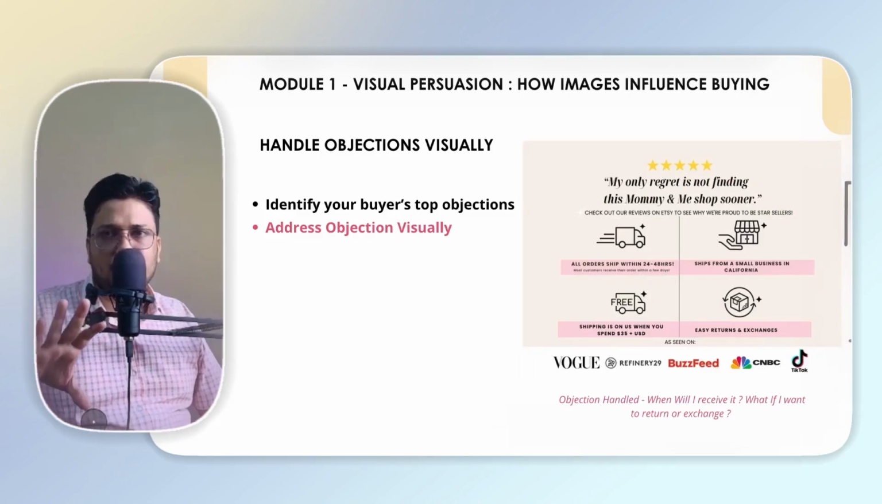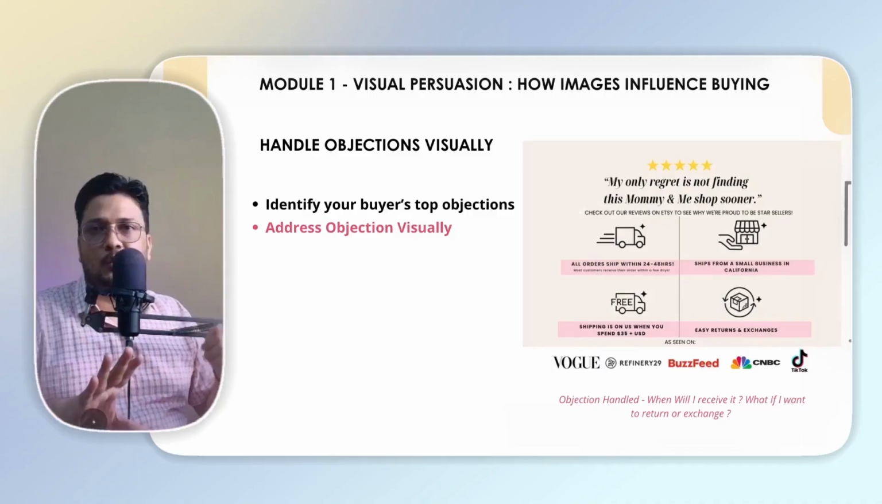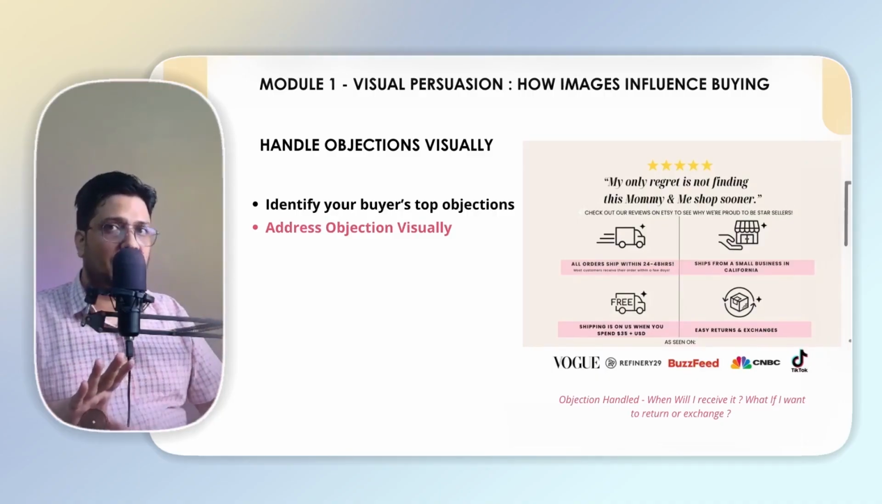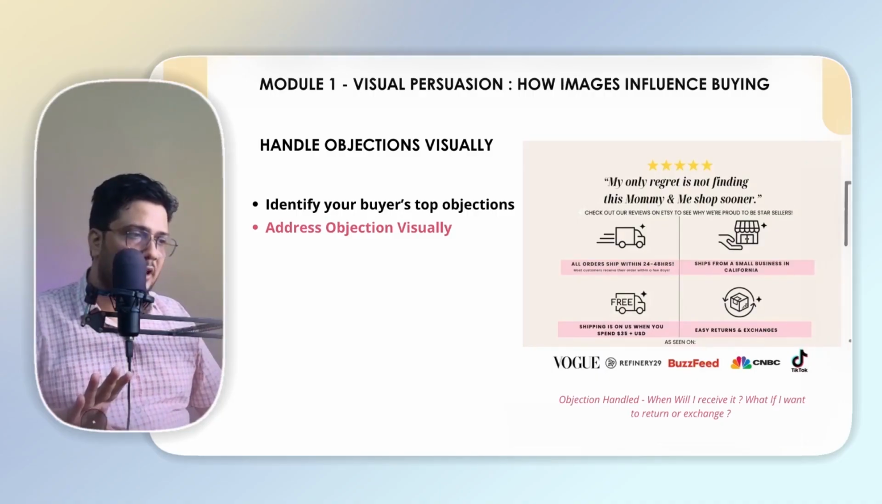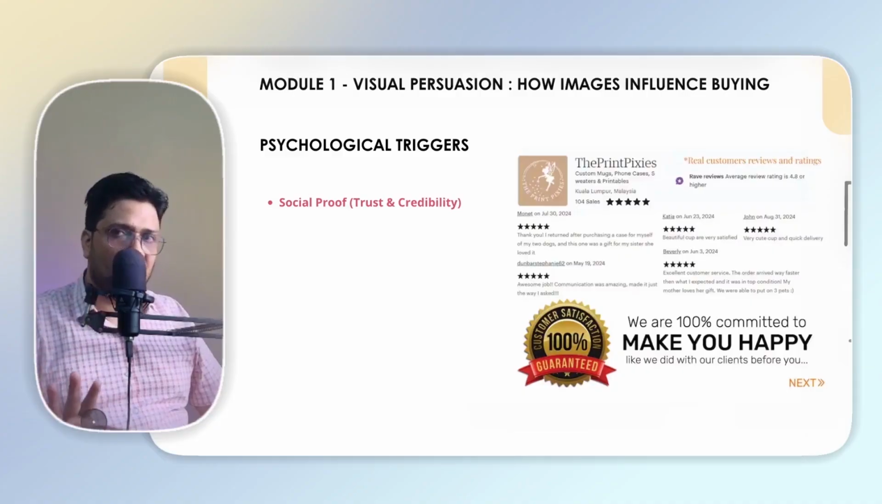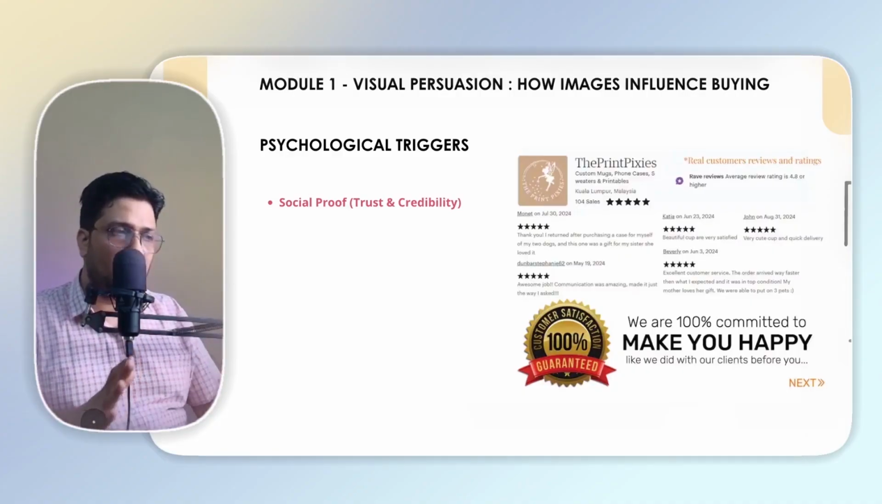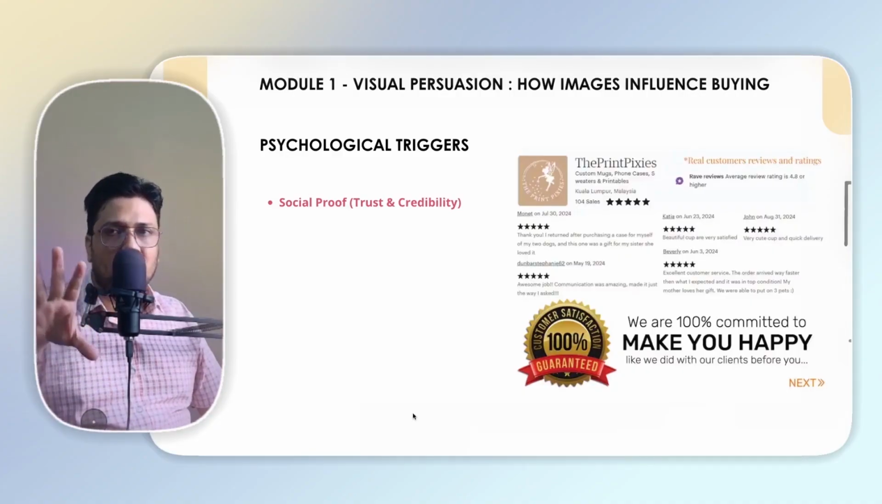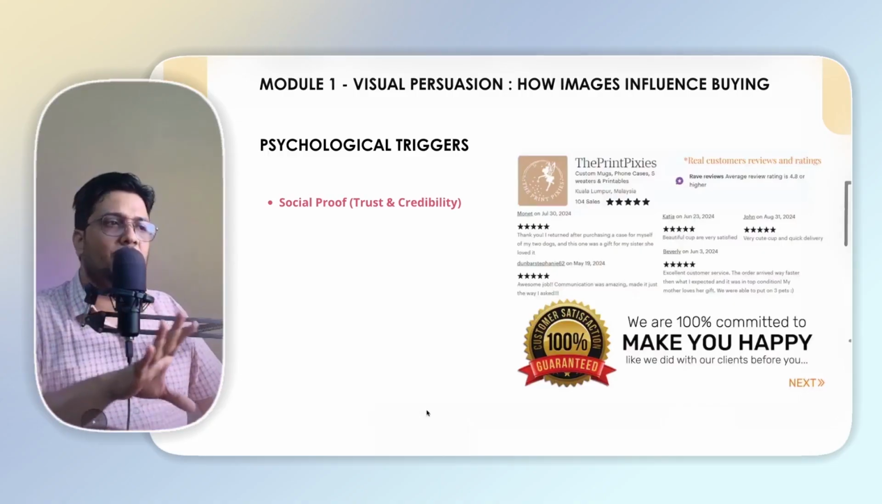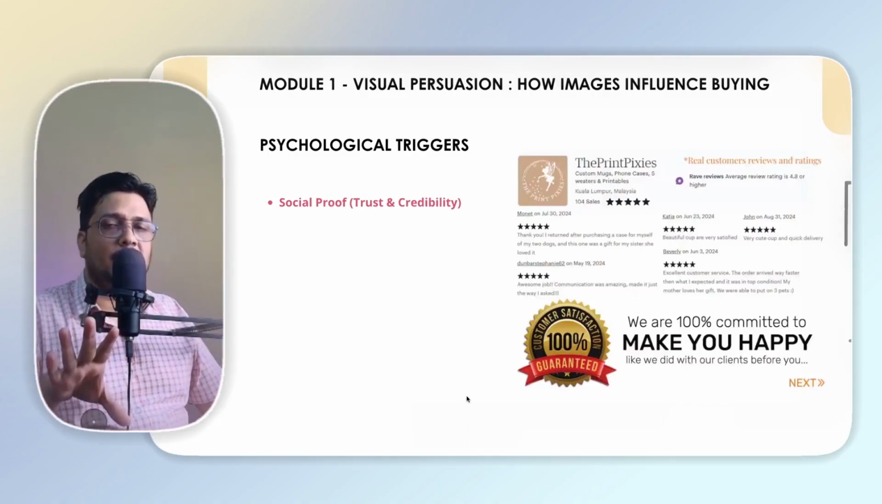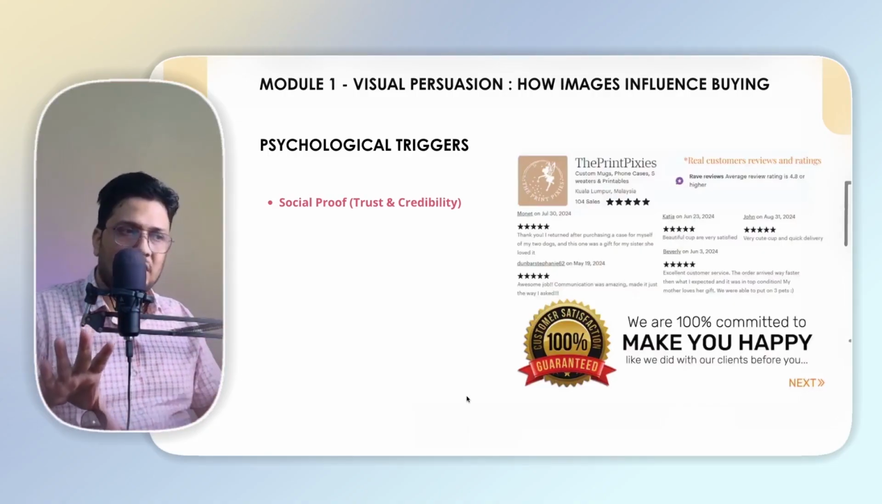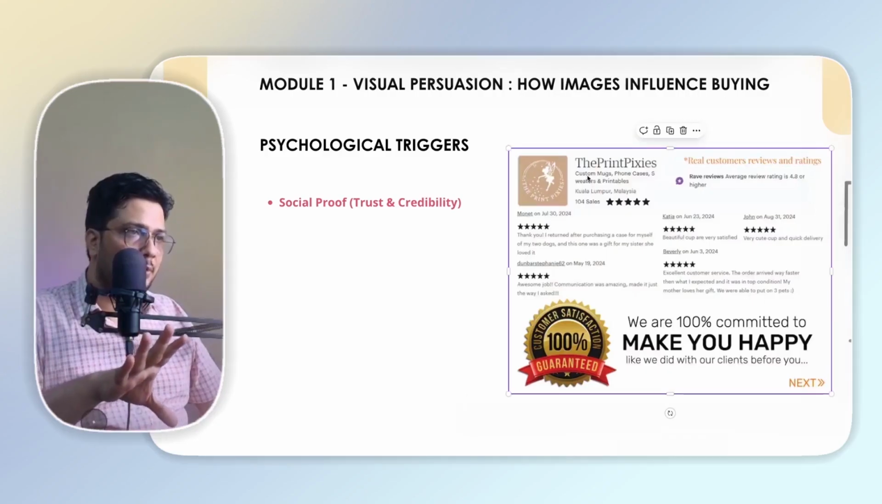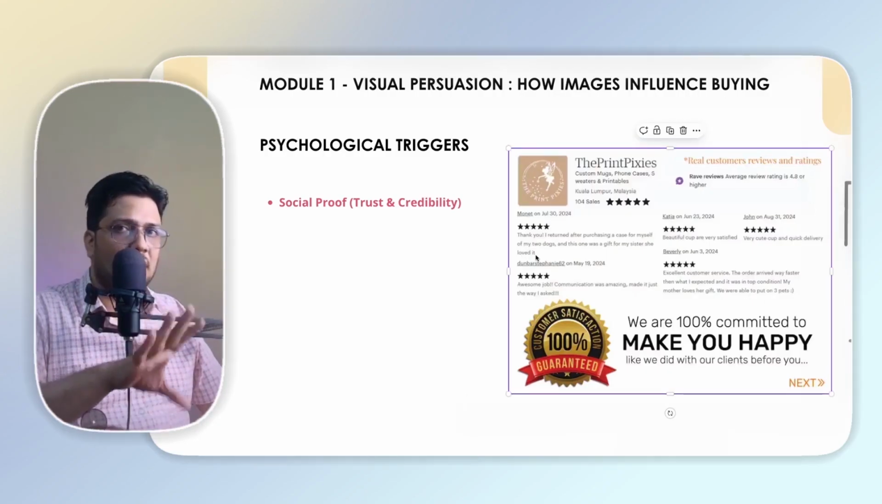Once you address the objections visually, let us talk about psychological triggers that you can use to convince your prospective customers to make a sale. You already know that you need to put some social proof to build trust and credibility. Instead of using just words, it's better to use screenshots that authenticate that these are not fake reviews. Look at this. These are Printy Pixies and they are using screenshots.